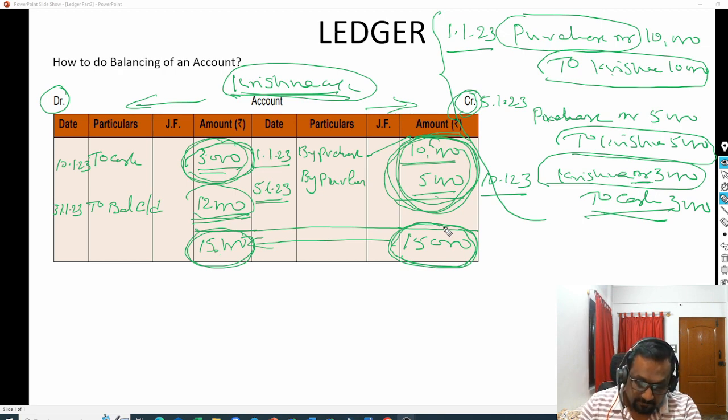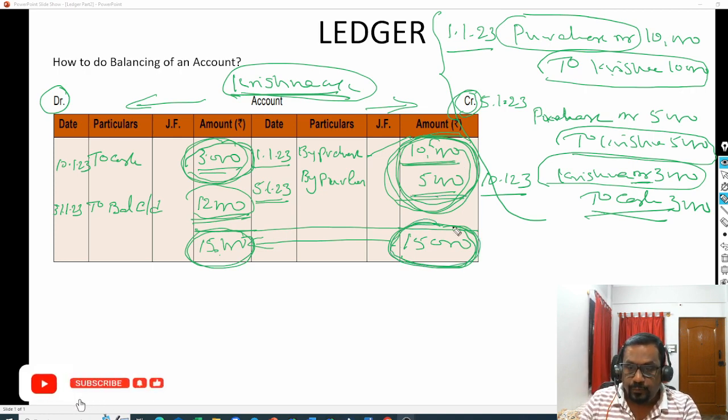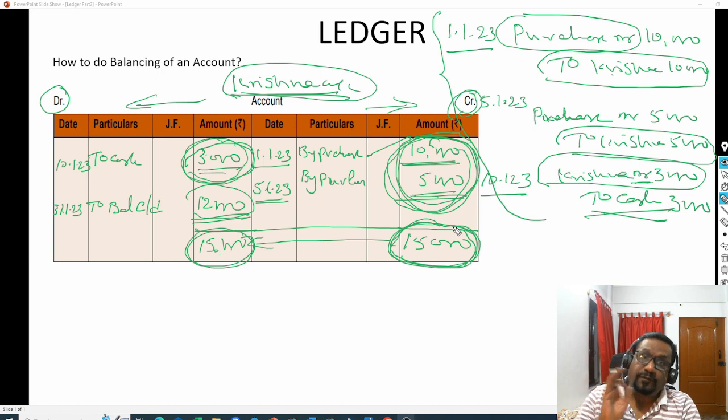That is the meaning of this side. First 10,000, next 5,000, put together, 15,000 worth of goods purchased from Krishna. Clear? Now, out of this 15,000, how much did we pay to Krishna?